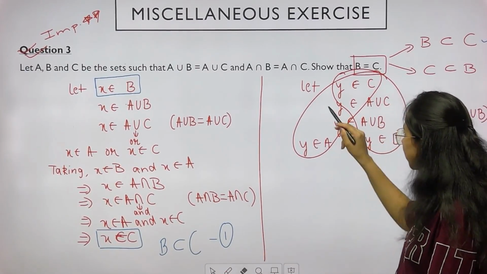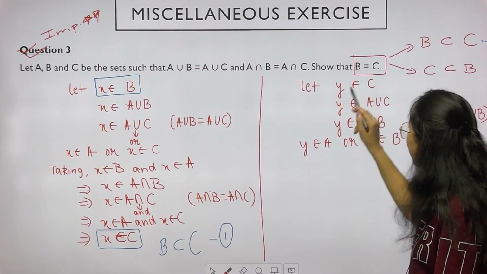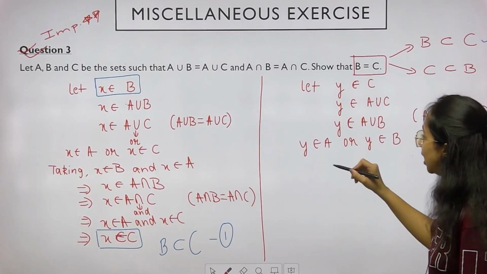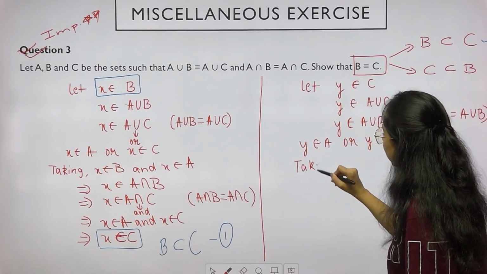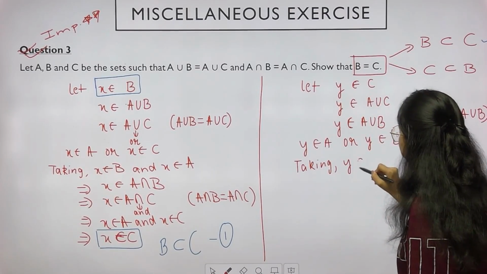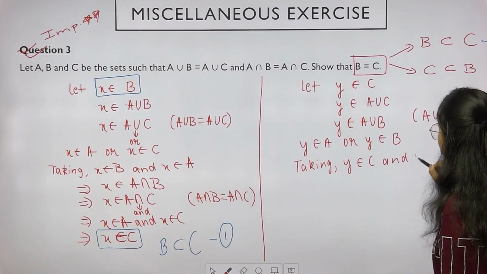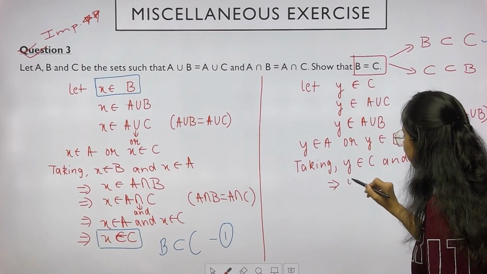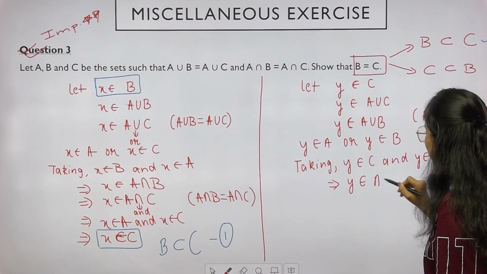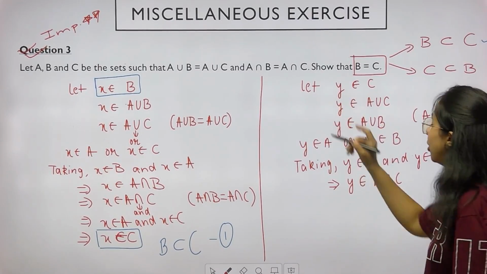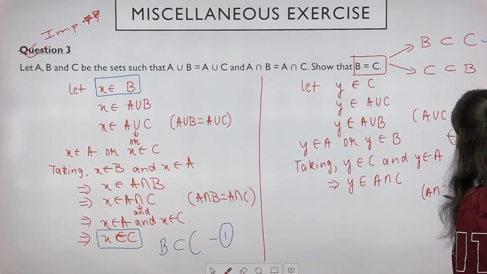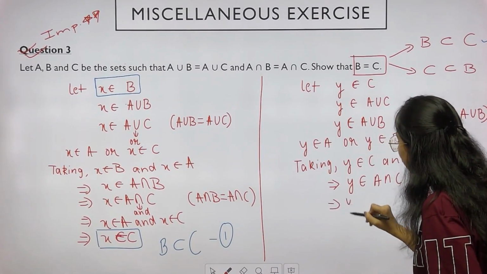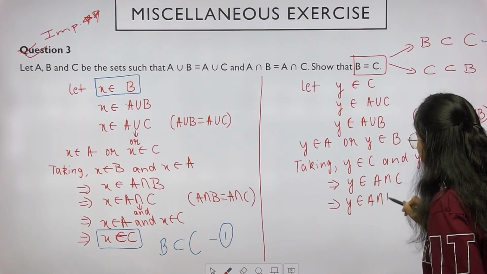So we'll take the first condition first, and that is if Y belongs to C, then Y also belongs to A. Now we'll write that taking Y belongs to C and Y belongs to A. So accordingly we can write that Y belongs to A intersection C. According to the question, A intersection C is equal to A intersection B. Now we can write Y belongs to A intersection B.